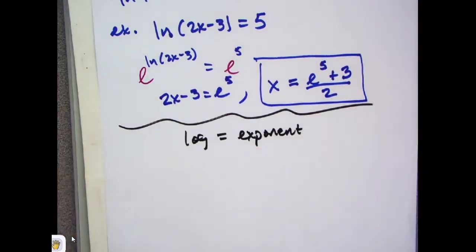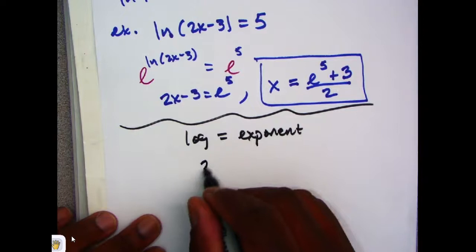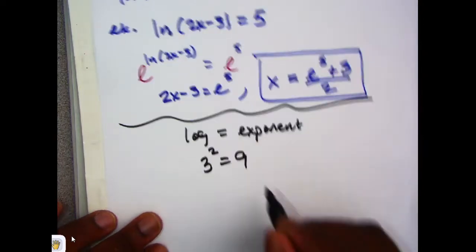Okay, so every exponent can be written as a log. Every log can be written as an exponent. I'll give you an example. 3 squared is equal to 9.